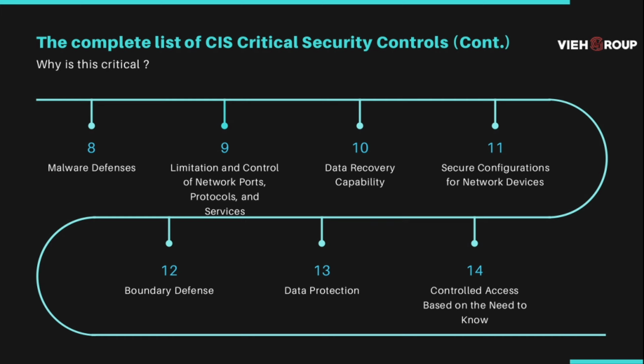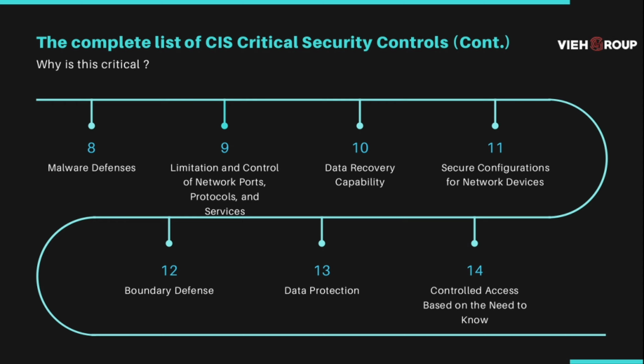So now the question is, why is this critical? Basically, culprits often use configuration and architectural weaknesses on perimeter systems, network devices and internet-accessing client machines to gain initial access into the organization's network. Now let's move to 13 point, which is data protection.